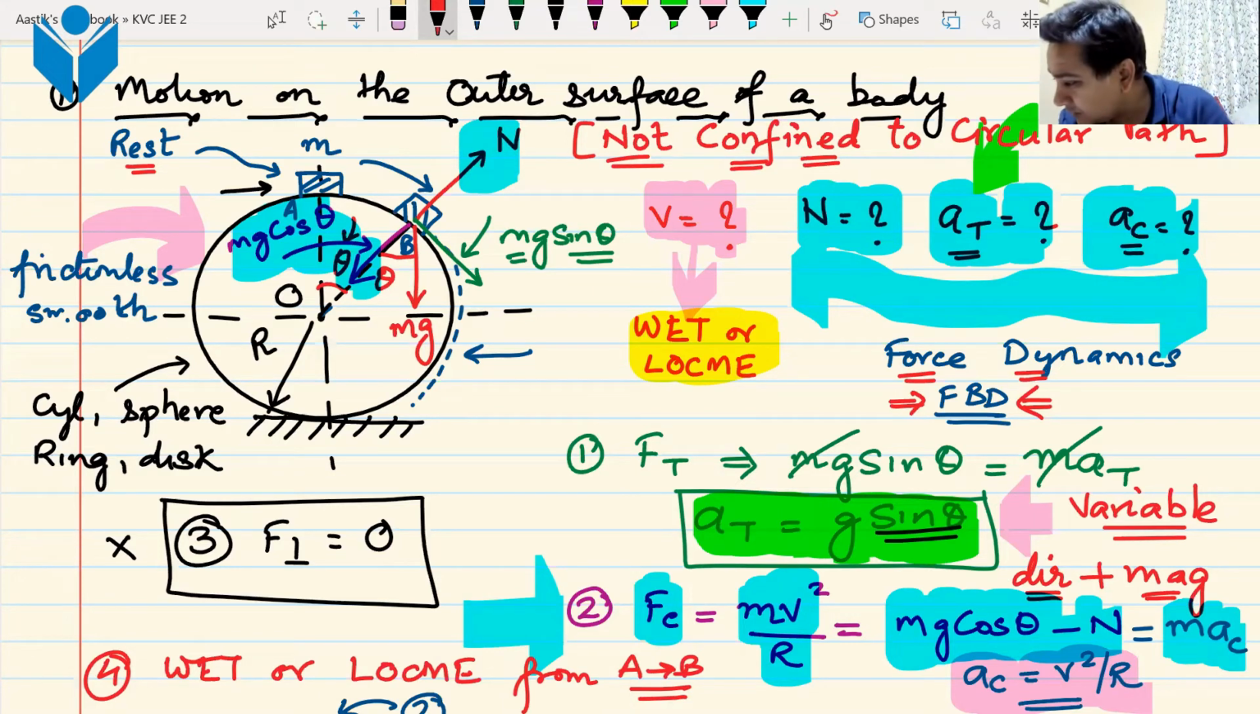Such type of motion is known as motion confined to a circular path. I can't leave this. But if this bead is at the top, it is not kept like this, it is here, then it can very well leave the circular path. This is known as motion not confined to a circular path.